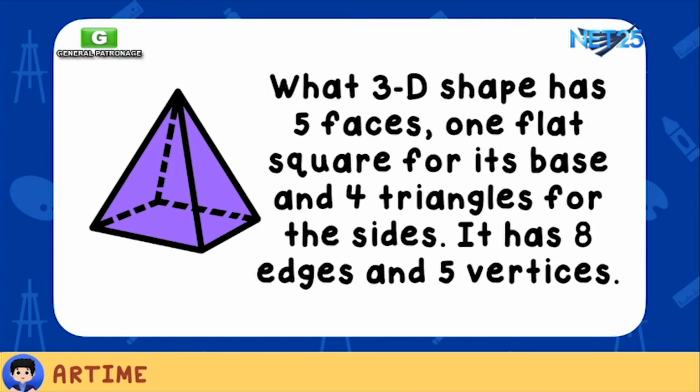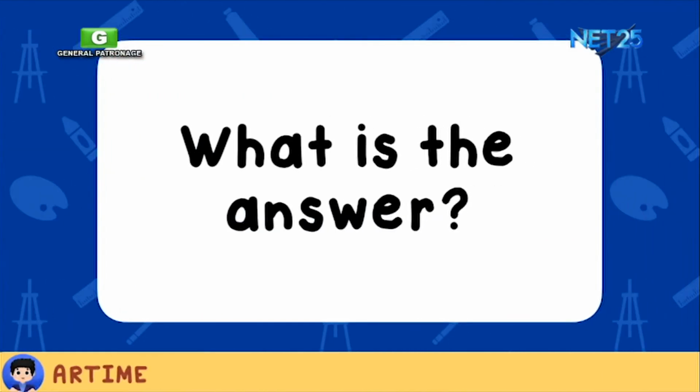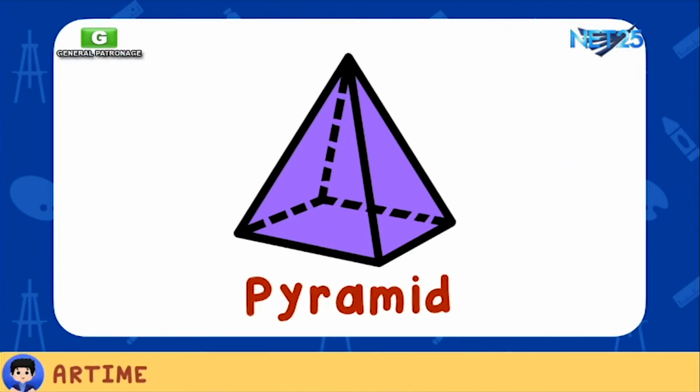Next question. What 3D shape has 5 faces, 1 flat square shape for its base, and 4 triangles for the sides? It has 8 edges and 5 vertices. What is the answer? Right, a pyramid.